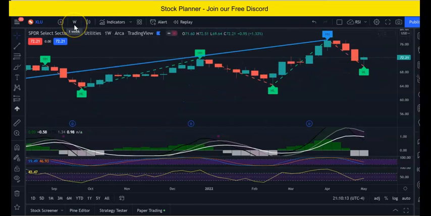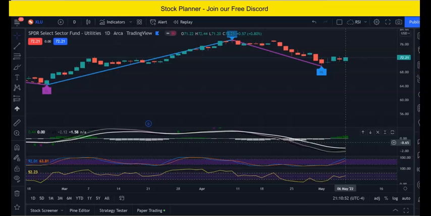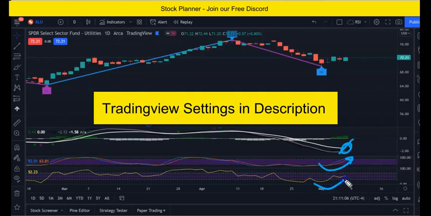This is on the weekly time frame. You can see nice swings on the week. Some people like to trade on the weekly time frame. It has less noise, but I'm trading on the daily. And you can see, again, the zero lag is below the zero line. Stochastic has come back around, and the RSI has come back around. The settings are in the description.